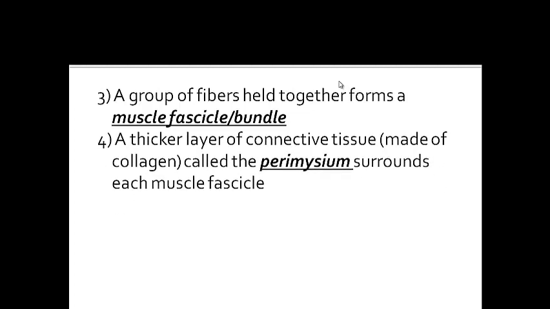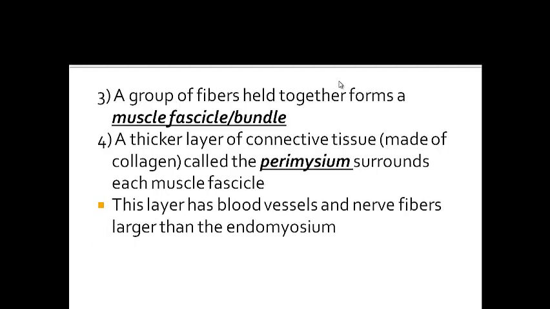So a group of fibers held together gives me a muscle fascicle or a muscle bundle. It's the same thing. And a thicker layer of connective tissue. So when I say thicker, I mean thicker than the endomysium. So it's a thicker layer of connective tissue, and it's usually made of collagen, surrounds a muscle fascicle, and this is called the perimysium. So each muscle fascicle is surrounded by the perimysium.